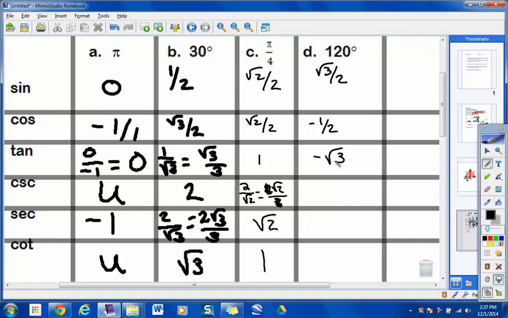How about your cosecant? Would have been 2 root 3 over 3. Good. And how about your secant? Negative 2. Okay, I agree. And finally, your cotangent. Negative root 3 over 3. Excellent, you guys. Do you guys have any questions about what we just did here?